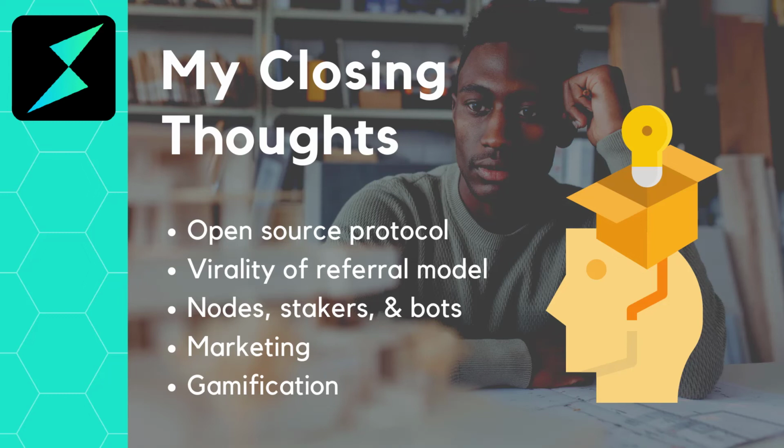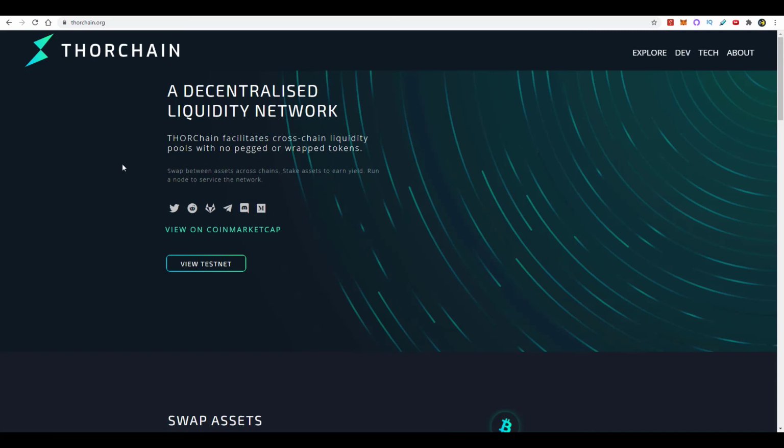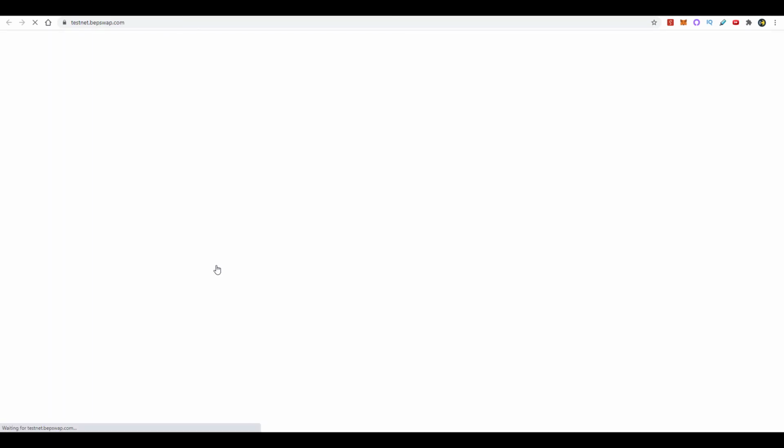The incentive pendulum is a perfect example of this. There has to be twice as many Rune tokens bonded to nodes than there are Rune tokens in the liquidity pools. By raising and dropping the yields, the hope is that the market participants, by providing or not providing liquidity, will maintain that ratio. You guys can also check out Thorchain by going to their website, clicking on View Testnet.